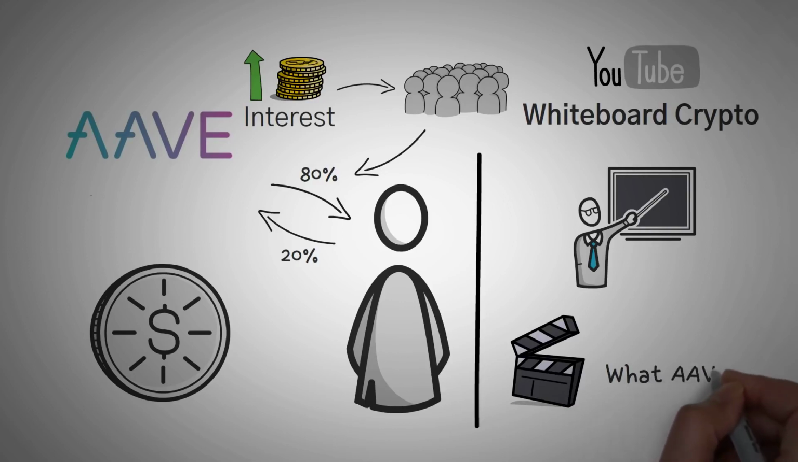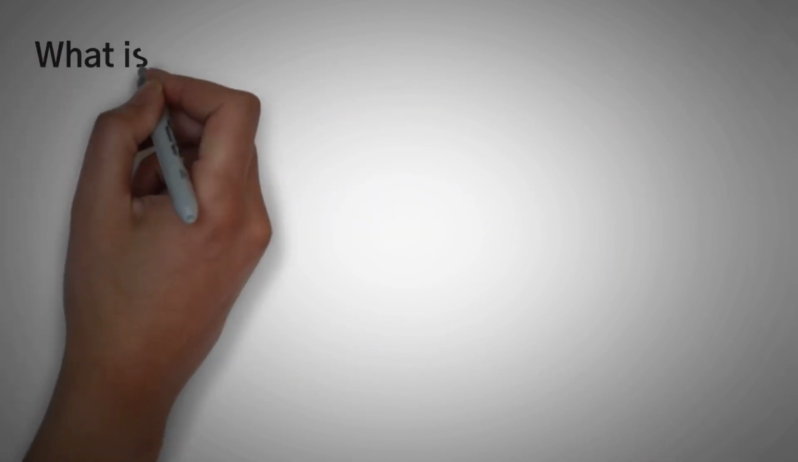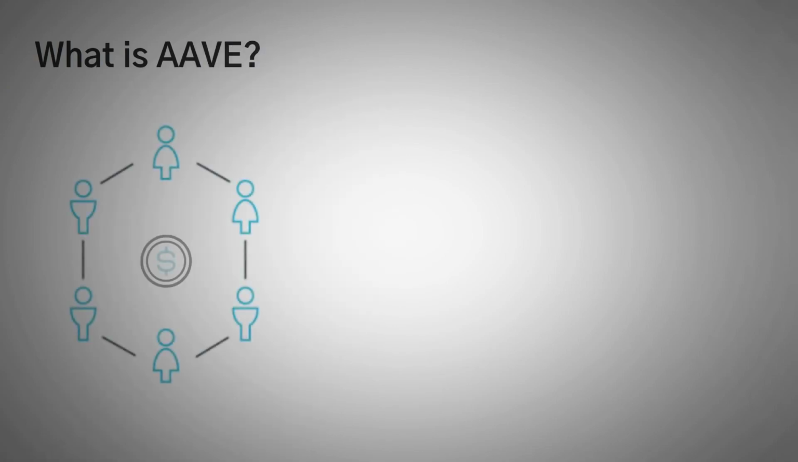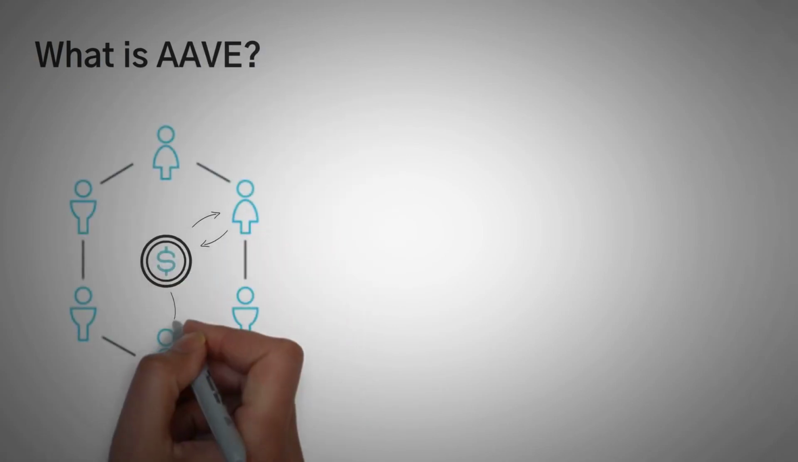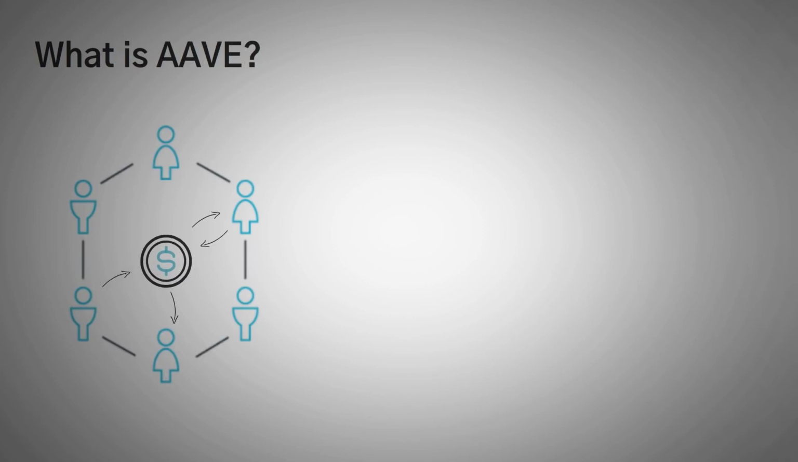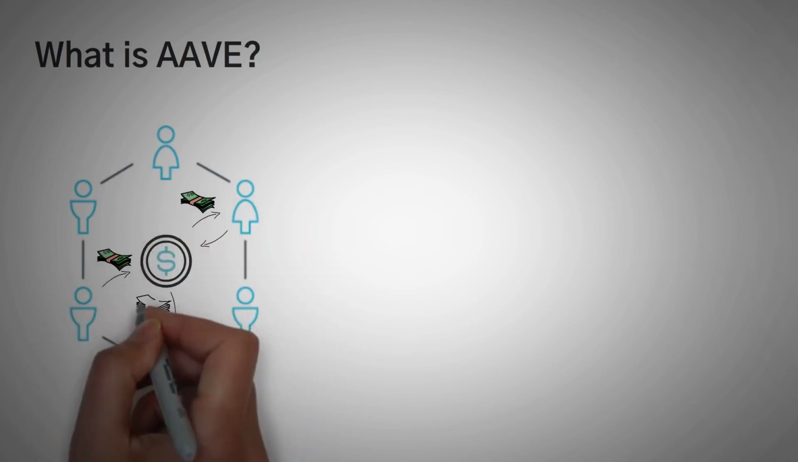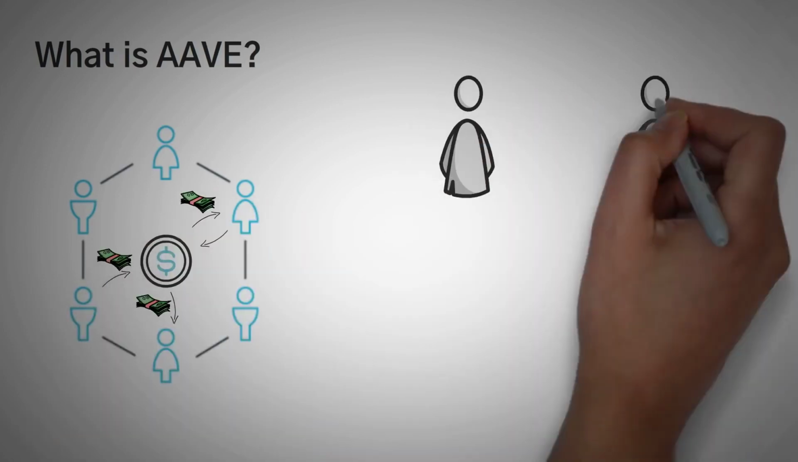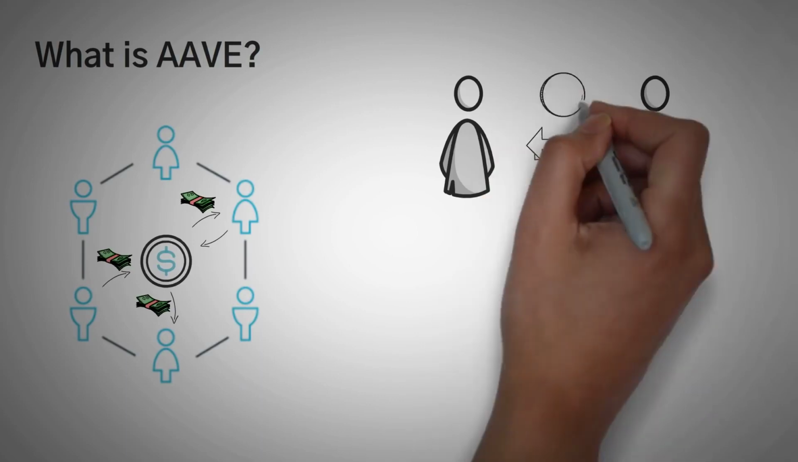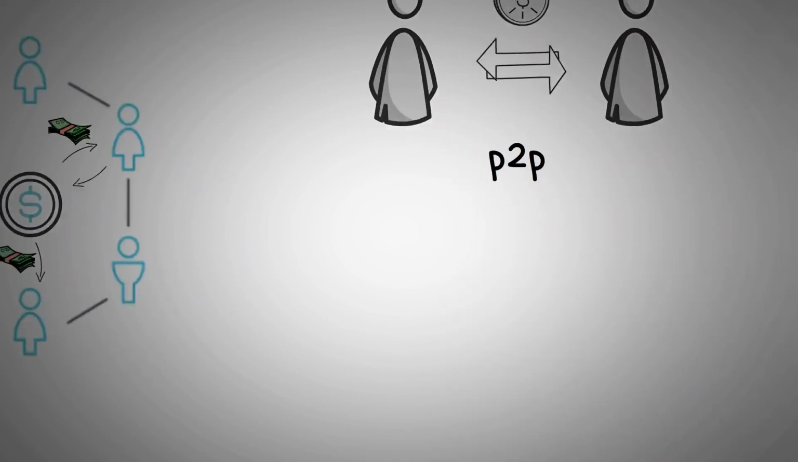What AAVE is, so simple that your grandpa could understand it. With that being said, what is AAVE? AAVE is a decentralized finance application that allows people to lend and borrow cryptocurrencies in turn for getting and paying fees. AAVE is basically peer-to-peer lending using cryptocurrencies as the asset that is traded.